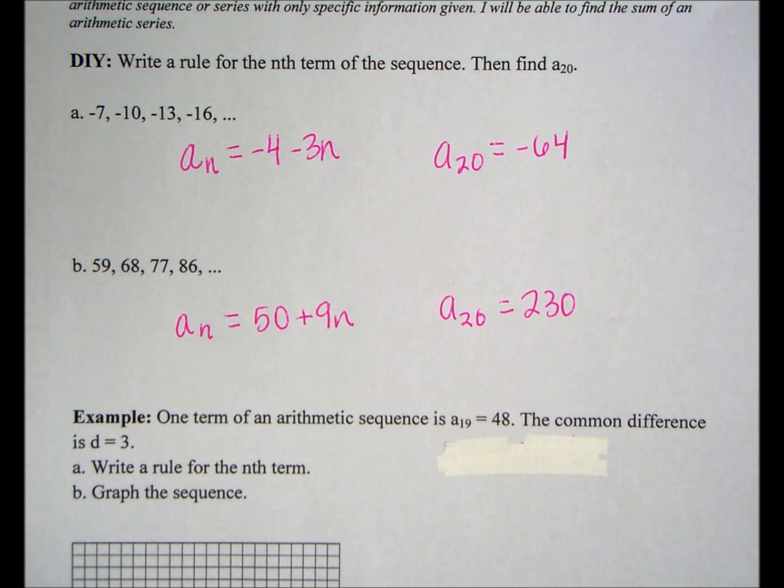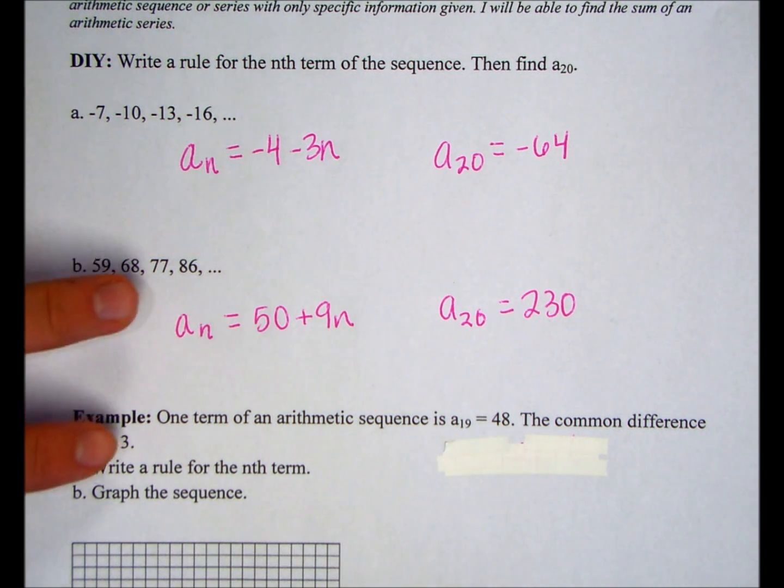Our next example is going to ask us to write an arithmetic sequence. It's telling us that a sub 19 is equal to 48, and the common difference is d equals 3. So the first thing they want us to do is write a rule, and then they want us to graph the sequence. We're going to be looking at geometric sequences in the next couple of days, and we want you to be able to see how these look graphically. So first we'll start by writing the rule.